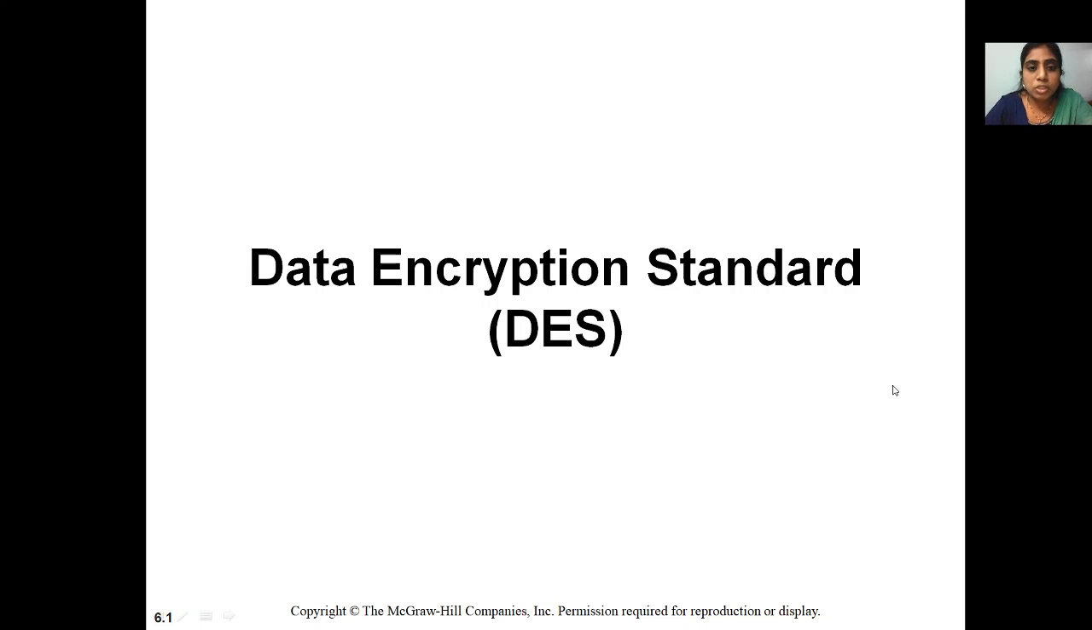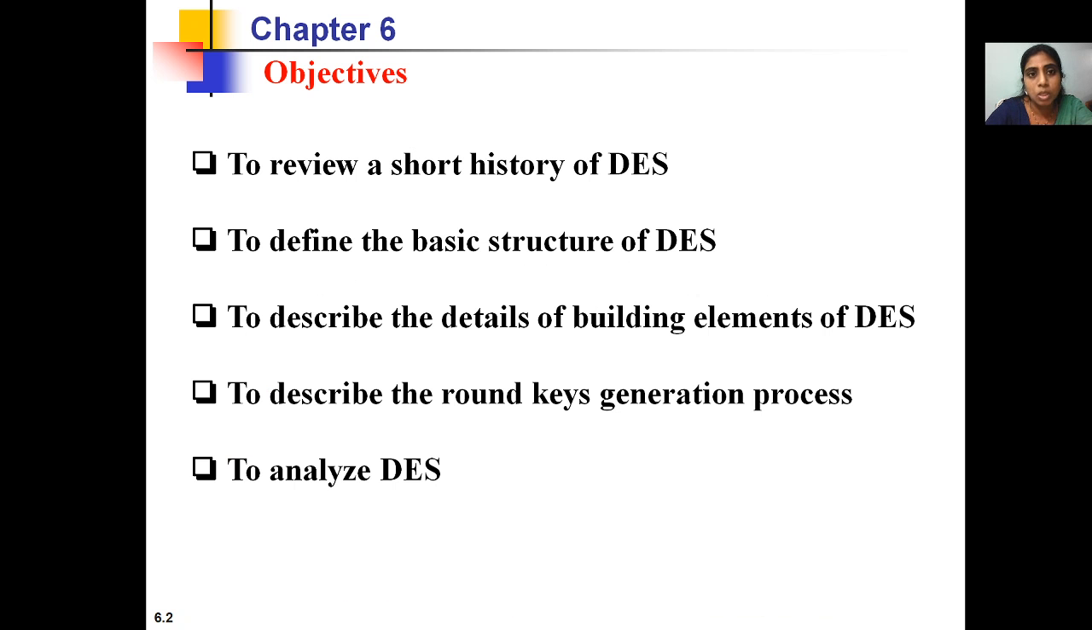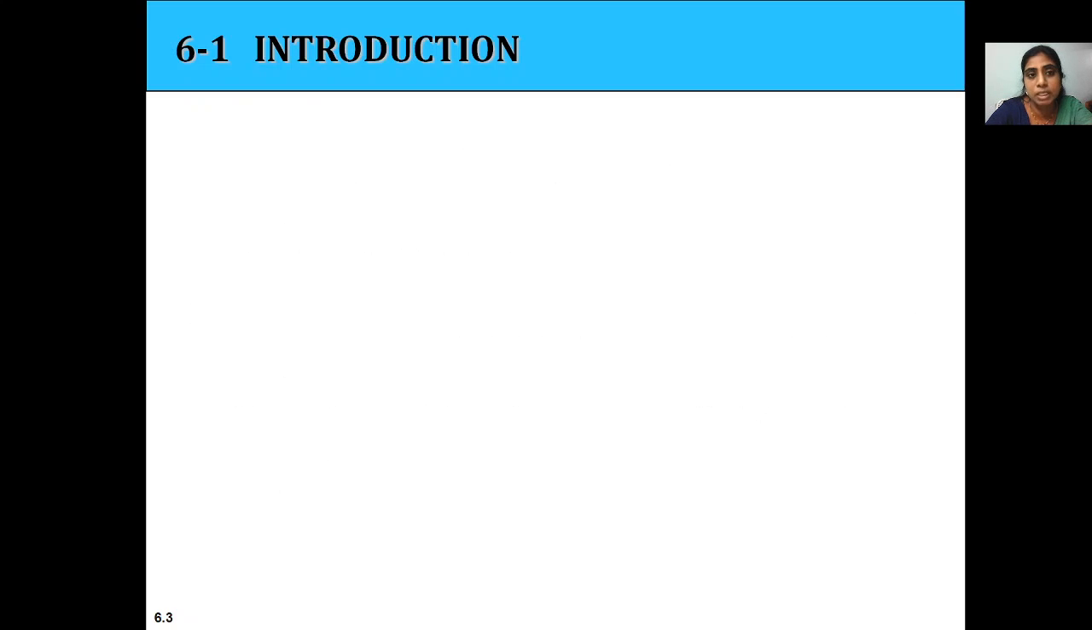Good morning, students. Today we are going to discuss the Data Encryption Standard, that is the DES algorithm. These are the objectives of DES: to review the short history of DES, to define the basic structure of DES, to describe the details of the building elements of DES, and to describe the round keys or the generation process, and to analyze DES.